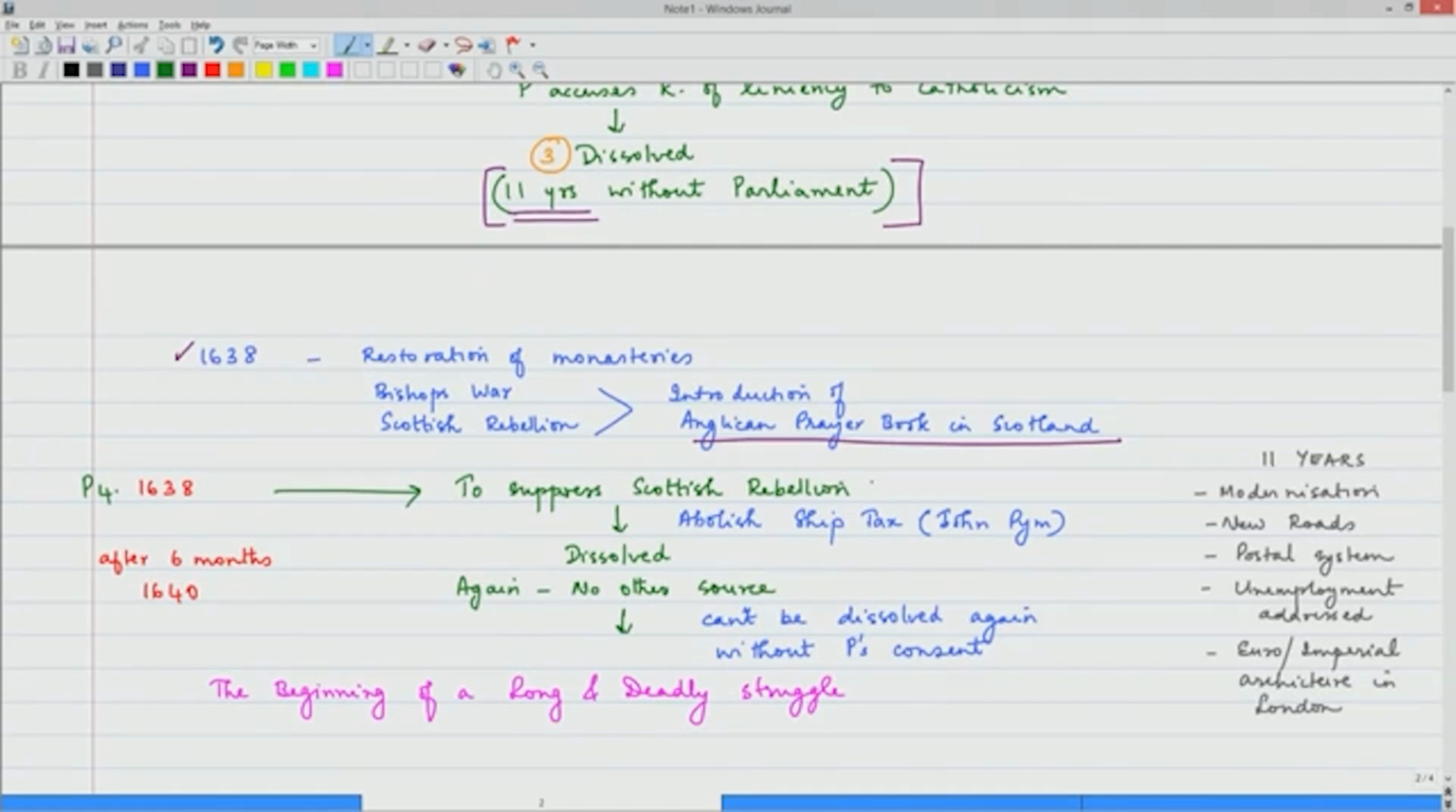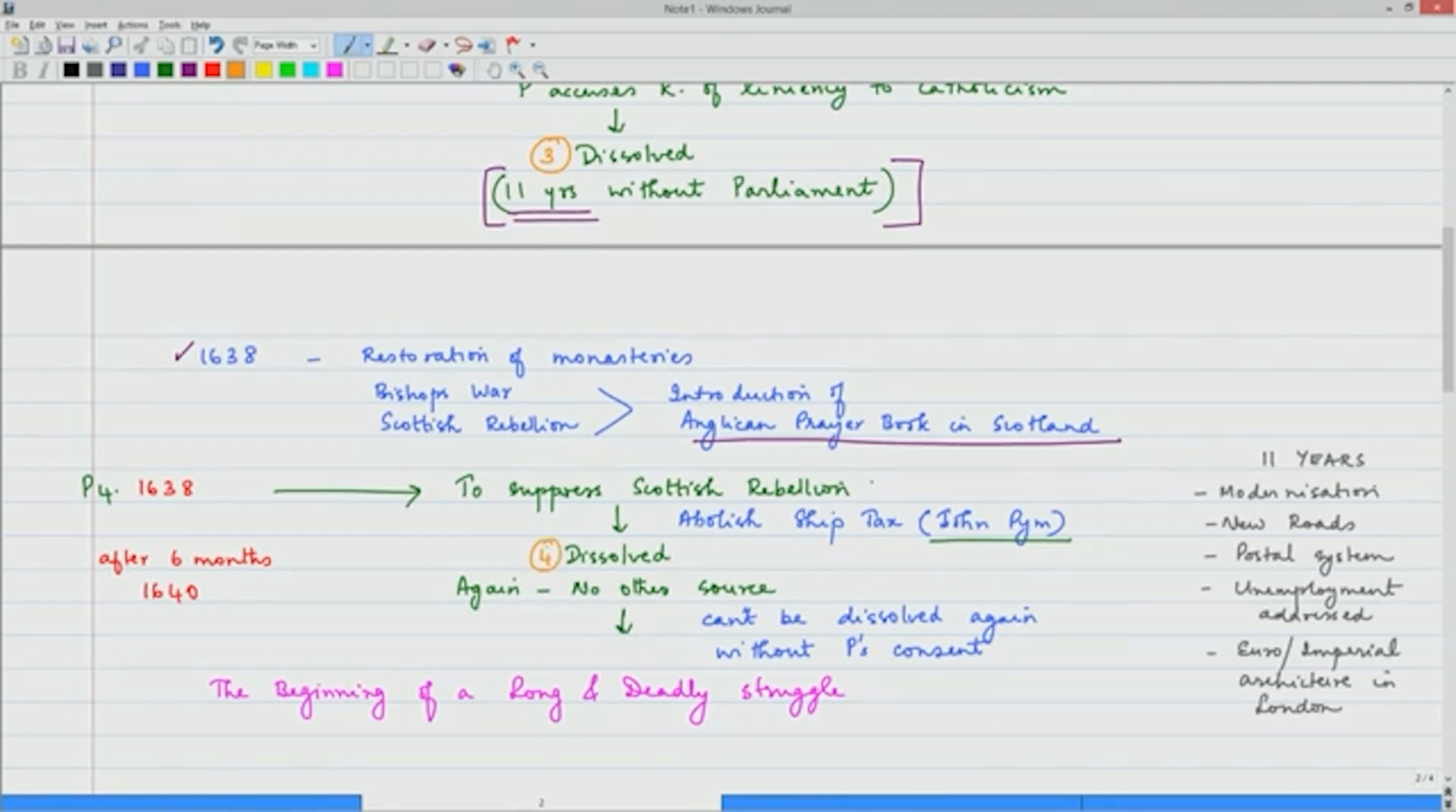But this time, in the place of George Eliot, another important parliamentarian had come into prominence, John Pym, and John Pym demanded the abolishment of ship tax, which was quite heavy during the time, because Charles wanted this money to support his naval expeditions. Charles obviously says no to this proposal as well, and he dissolves the Parliament again for the fourth time.